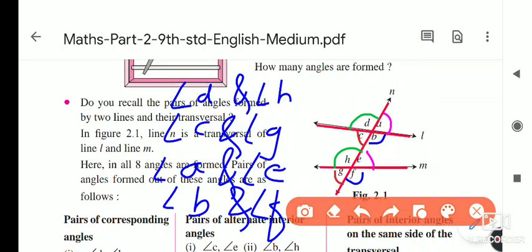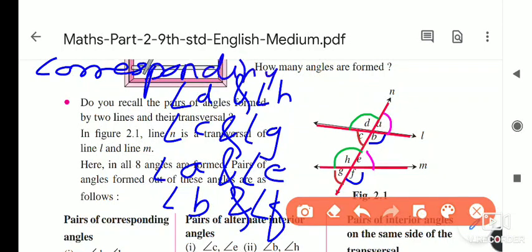After this we will see the next, that is alternate interior angles. These are the corresponding angles. And now we will see the interior alternate angles and exterior alternate angles pairs. Okay, corresponding angle pairs you have seen. Now, just to understand it, I am going to rub this.